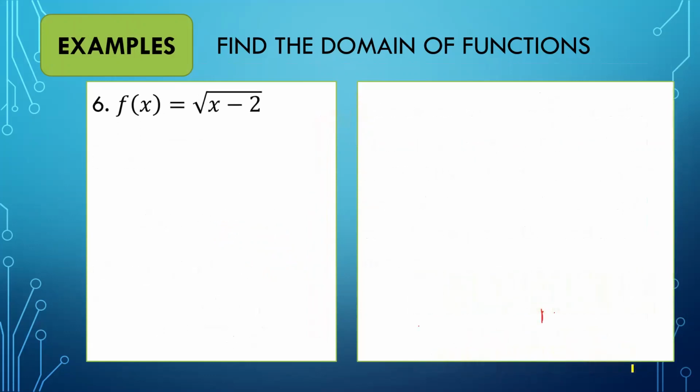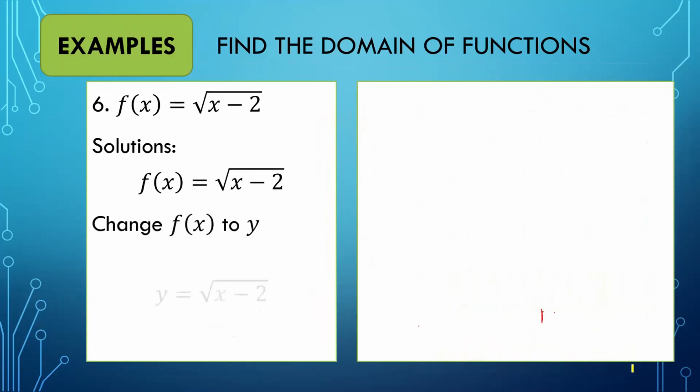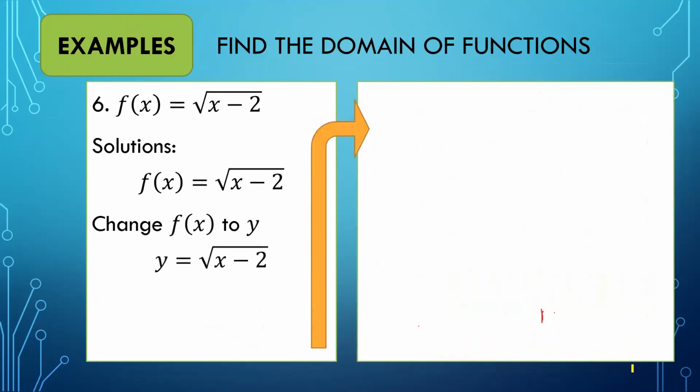So next we have number 6. f of x is equal to the square root of x minus 2. In this case, it is in the form of a radical, so the solution will be the same as number 1 to number 5. Just copy the original given, then change f of x to y. So y is equal to the square root of x minus 2.